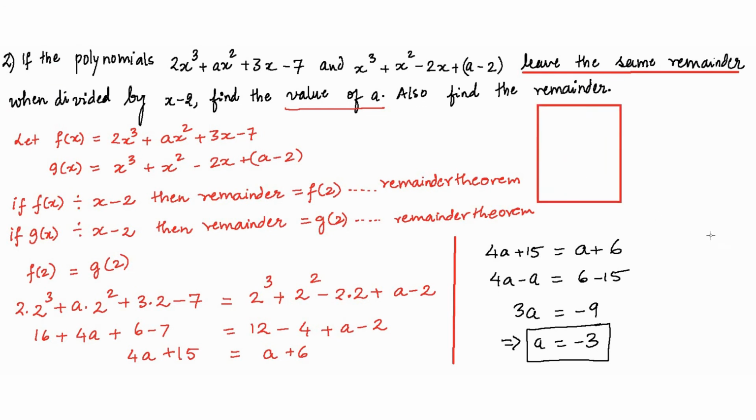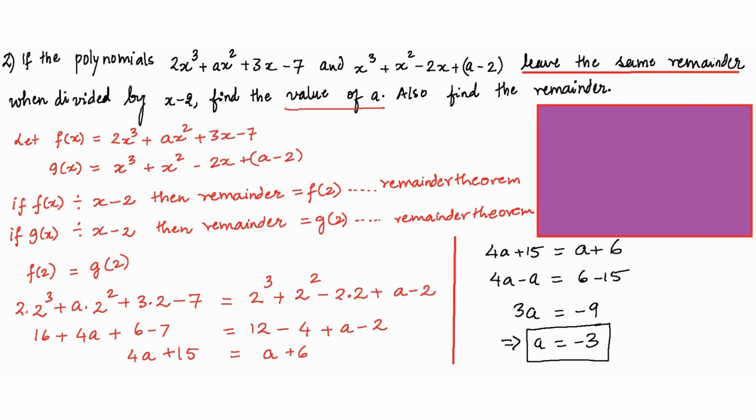To find the remainder, I can take either f of x or g of x, because both leave the same remainder according to the condition. So I choose to take f of x. So what is f of x? F of x is 2x cube, then I have a as minus 3, so it's minus 3x square plus 3x minus 7.